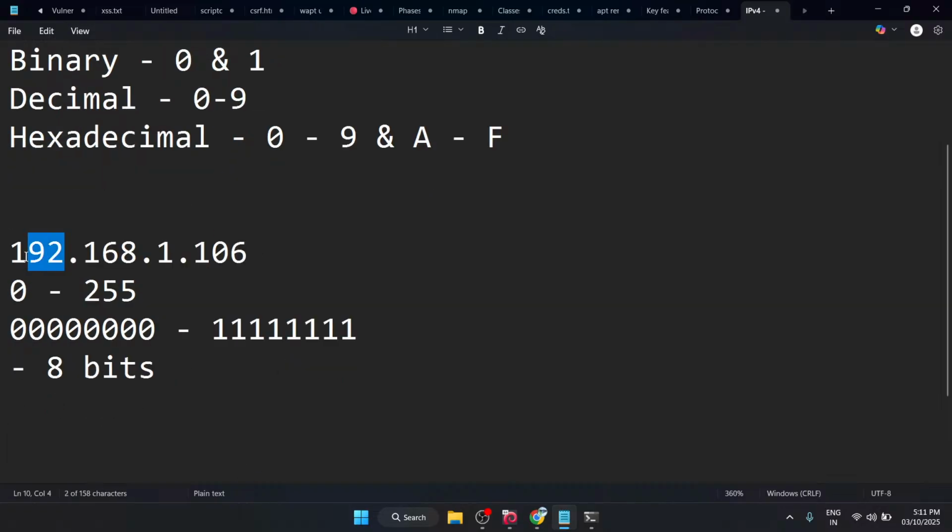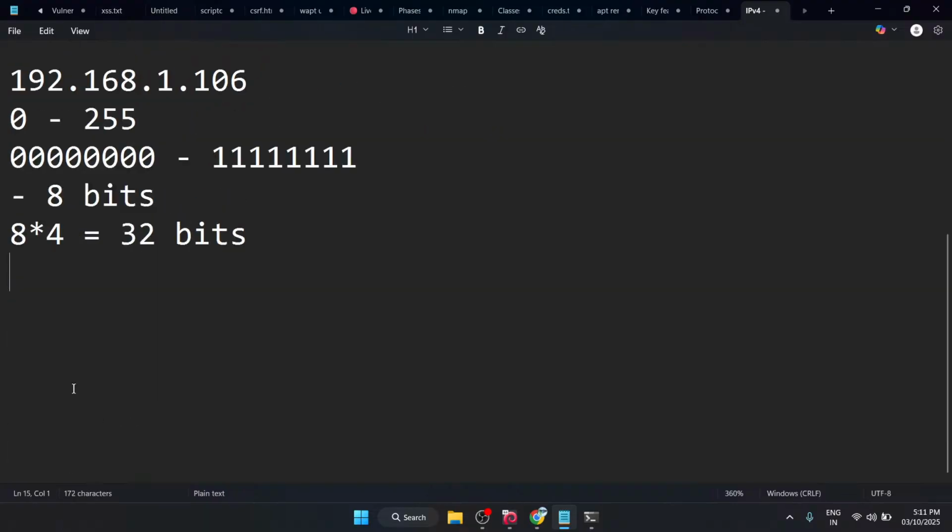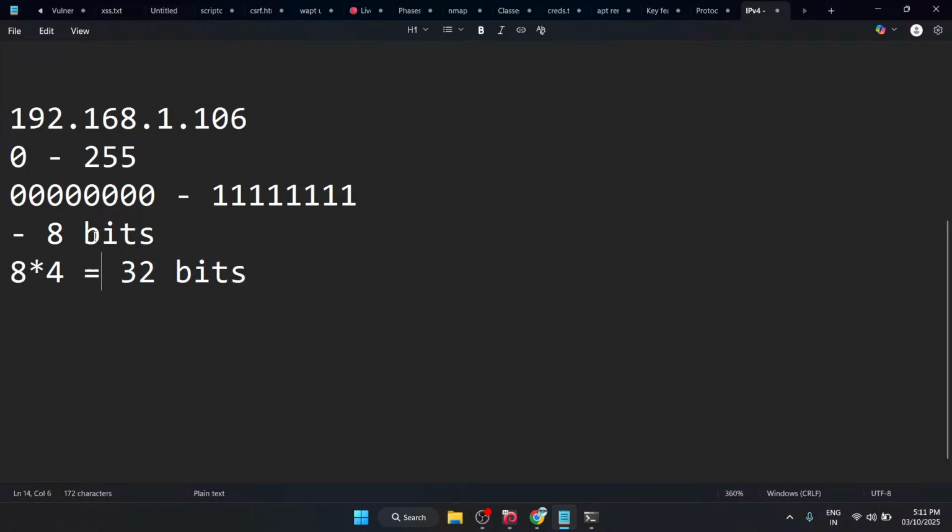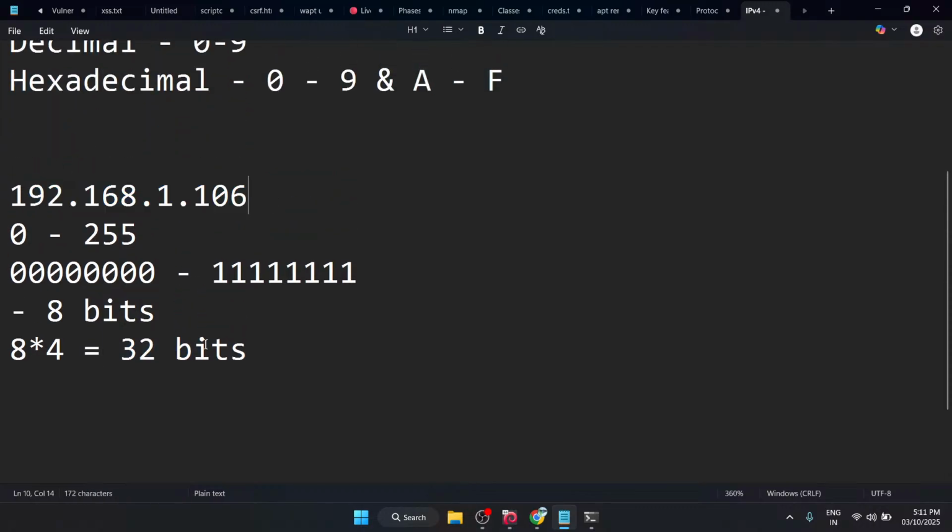Now we have a total of 4 octets. So 8 times 4 is 32 bits. That's why it is a 32-bit IP address. Your IPv4 is 32 bits because of this reason only.